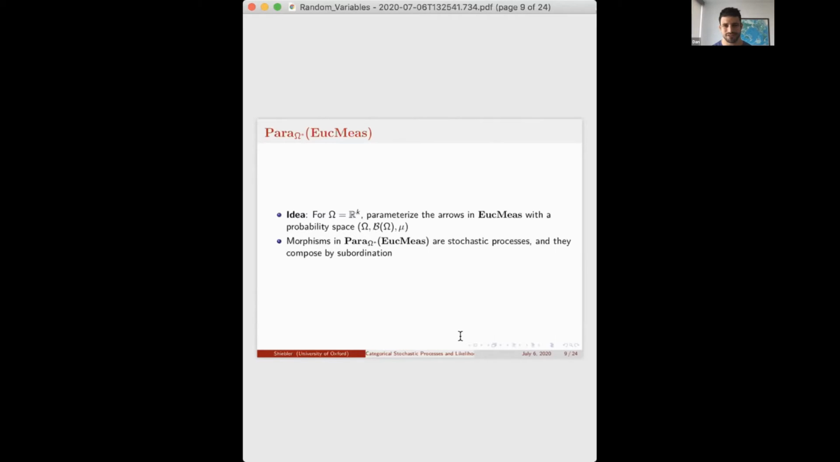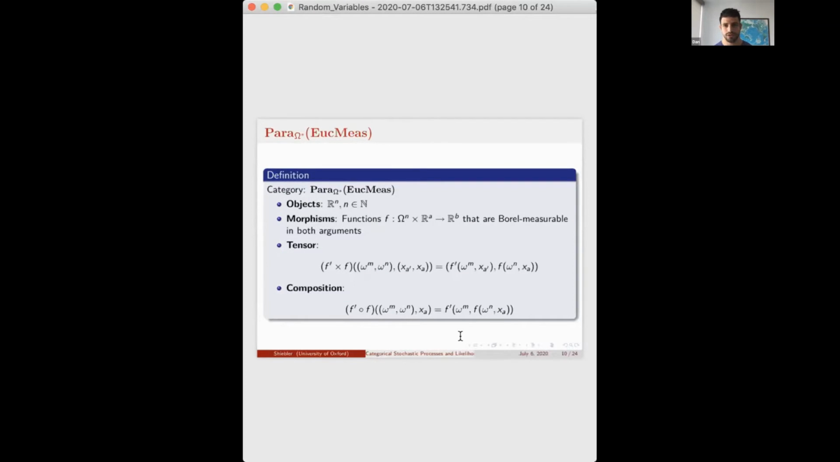A parameterized random variable, or a family of parameterized random variables that satisfies some nice set of properties, is a stochastic process. So what we're basically doing here is working with this category of stochastic processes, which we're going to be building out by parameterizing the arrows in UCMES with a probability space. The composition in our para omega UCMES category is very similar to how composition works in para. We are building up our omega, our probability space, as arrows compose.